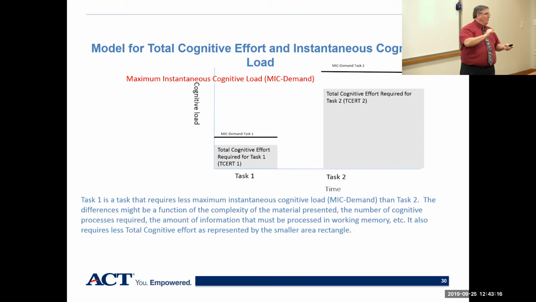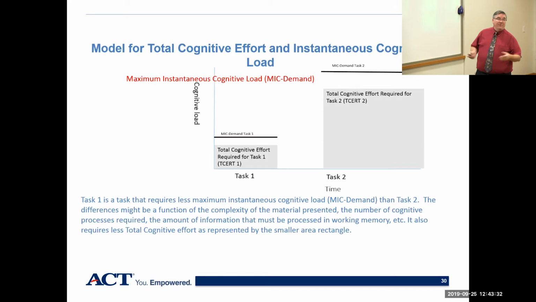But your area, the total area of the total cognitive effort for an item, is going to be what it takes based upon the skills and the amount of data that you have to process. And then a different task will have different amounts. So task two is a harder task that requires more effort overall.